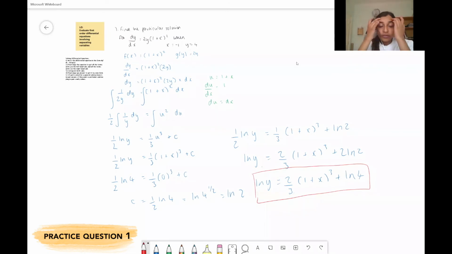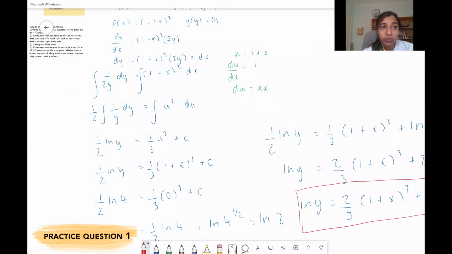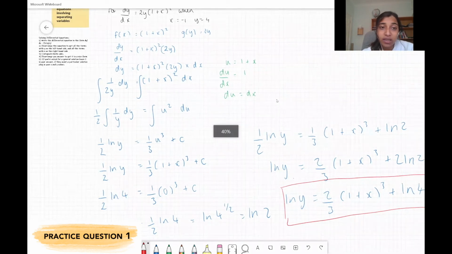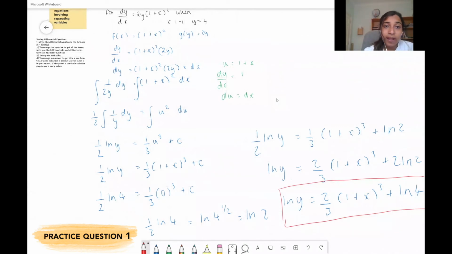So let me just go over all the steps again. We first want to recognize that we have two functions, one of x and one of y. And then we want to rearrange the equation to get all the x terms on one side and all the y terms on another side, and then integrate it. So we wanted to integrate 1 over 2y dy, and then integrate 1 plus x squared dx. When we did that, we integrated the y side as half ln y, and our x side as 1/3 (1 plus x) cubed.